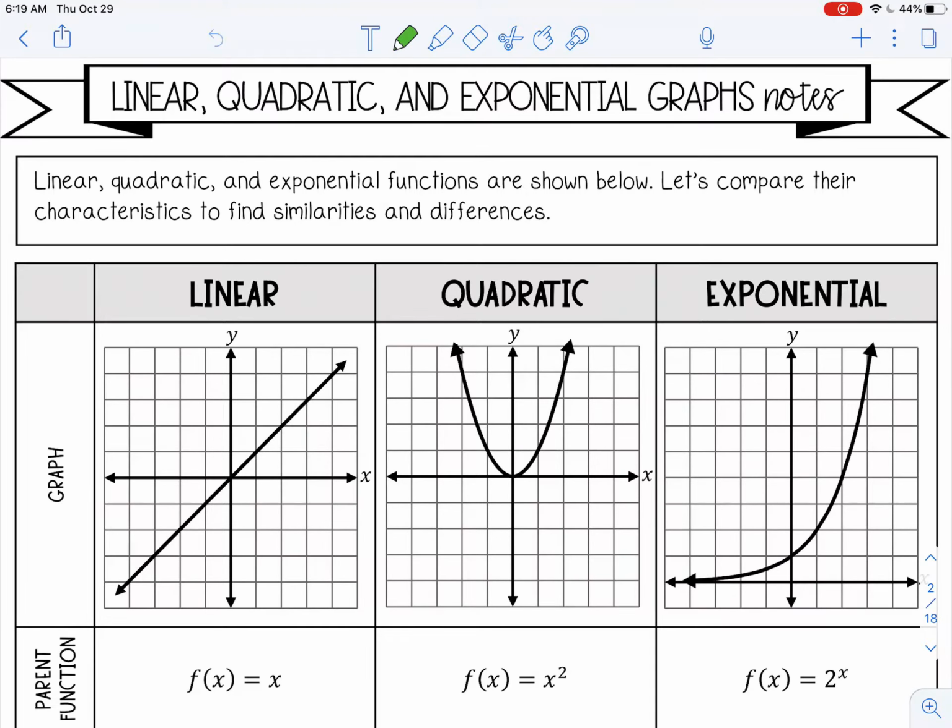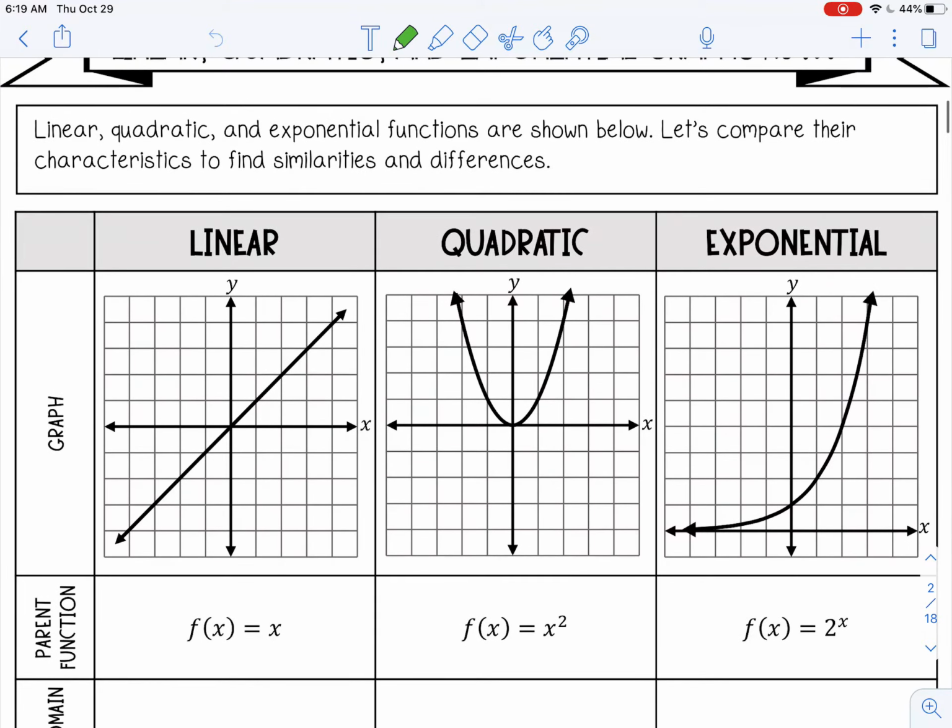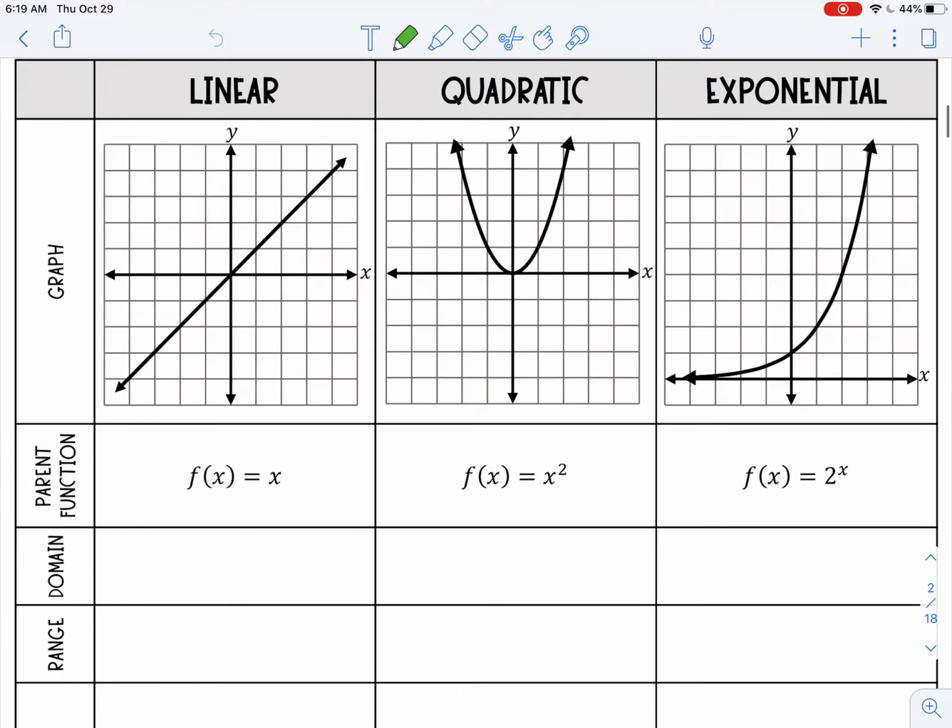All right, so you have the parent functions graphed, and you have the parent function equation. So for linear, of course, it's x to the first power, and it's a straight line. For quadratic, it's x to the second power, and then it's a parabola, that U-shaped graph. And then for exponential, your x is actually the exponent, which is why that word exponent is in exponential.